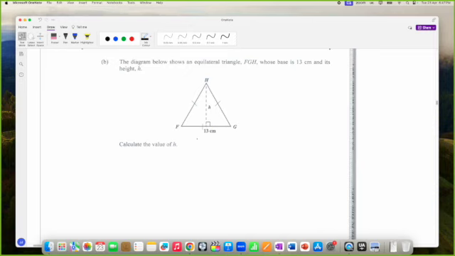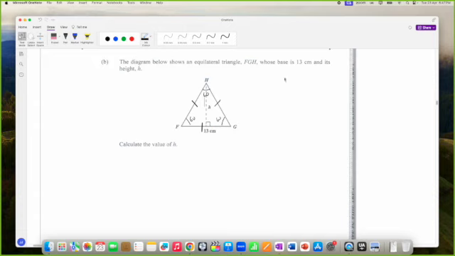The diagram below shows an equilateral triangle FGH whose base is 13 centimeters and the height. The thing about an equilateral triangle, you had to remember your properties of these things. Remember I said geometry is 40% of your paper. That's almost half of your paper, or in fact, maybe even more than 50% of your paper is geometry. We'll go check it just now. But these three sides are equal. So if this is 13, this is 13, and this is 13. But also the angles are equal. In an equilateral triangle, you always have 60-degree angles, no matter how long your sides are.